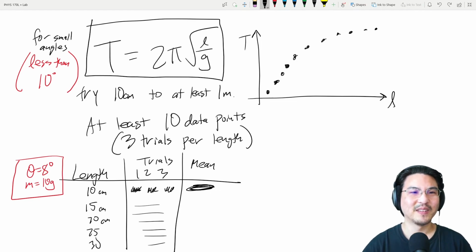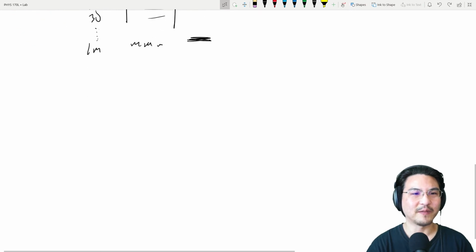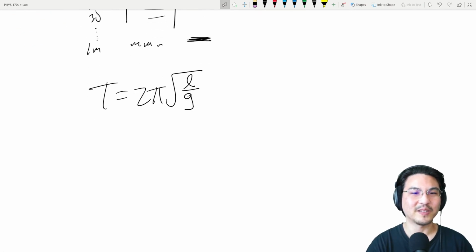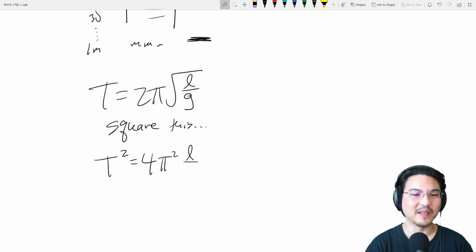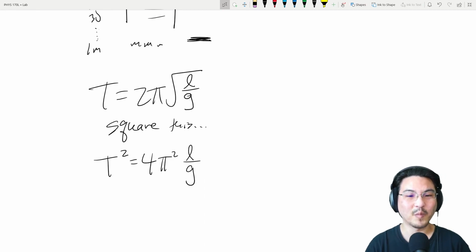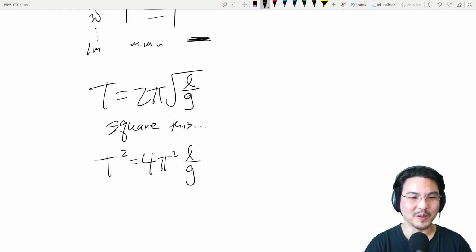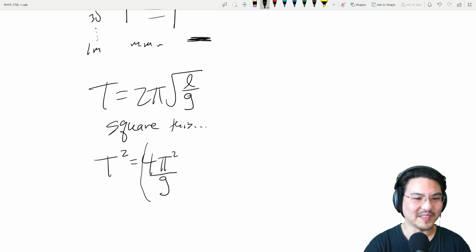So you have T is 2 pi root L over g. Just square it. Right? So then T squared is 4 pi squared L over g. There you go. Okay, now let me rearrange this a little bit. I'm going to move the g right here. Okay. And then just put this in parentheses like this.